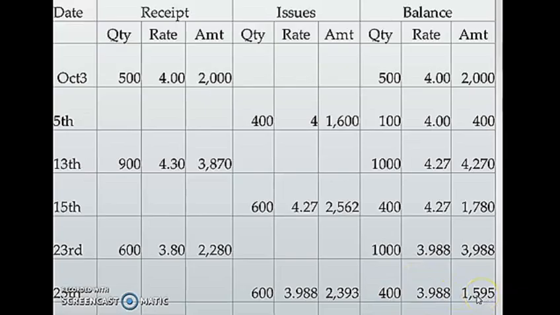When the question asks us to write about the closing stock, our closing balance is 400 units at the rate of 3.988 and our total amount is 1595. By using this weighted average pricing formula, we can write this ledger account.